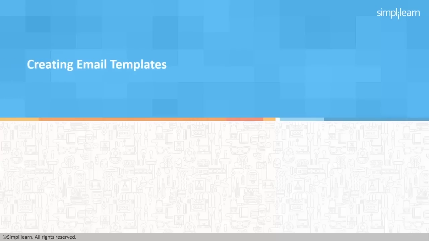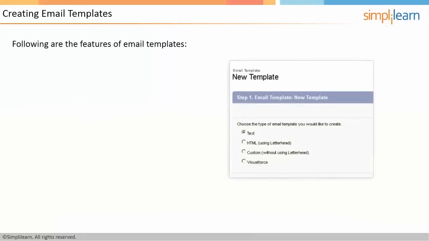The next thing we're going to talk about here is creating email templates. In Salesforce, we have the ability to send one-time emails and mass emails. You need to set up an email template in advance in order to do that. So, the features of an email template are here. So you can use them in one-time or mass emails.